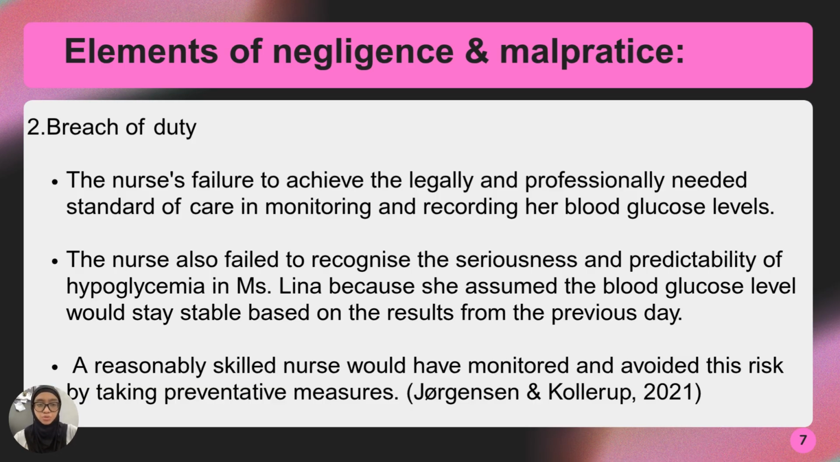Next is breach of duty. The nurse failed to achieve the legally and professionally needed standard of care in monitoring and recording her blood glucose levels. And the nurse also failed to recognize the seriousness and predictability of hypoglycemia in Miss Lina because she assumed the blood glucose level would stay stable based on the results from the previous day. As stated by Jorgensen and Koilerup 2021, a reasonably skilled nurse would have monitored and avoided the risk by taking preventative measures.